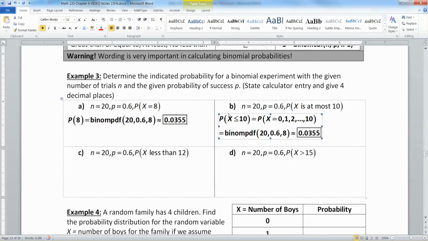The problem is that to do that with PDF, the one we'd used over here, you'd actually have to find literally the probability of 0, the probability of 1, the probability of 2, the probability of 3, and you'd have to add them all up. Well, that's really annoying. We don't want to do that.